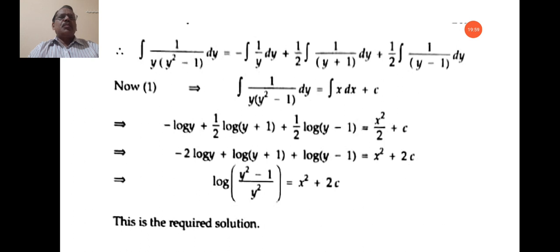Multiply throughout by 2. Multiply on both sides by 2. So minus 2 log y plus log of (y plus 1) plus log of (y minus 1) is equal to x square plus 2c. So on simplification by using the formulas for logarithms, log of (y square minus 1) by y square is equal to x square plus 2c. This is the solution of the given equation. So we have applied here the log m plus log n formula and the m log n formula. We have applied two formulas.